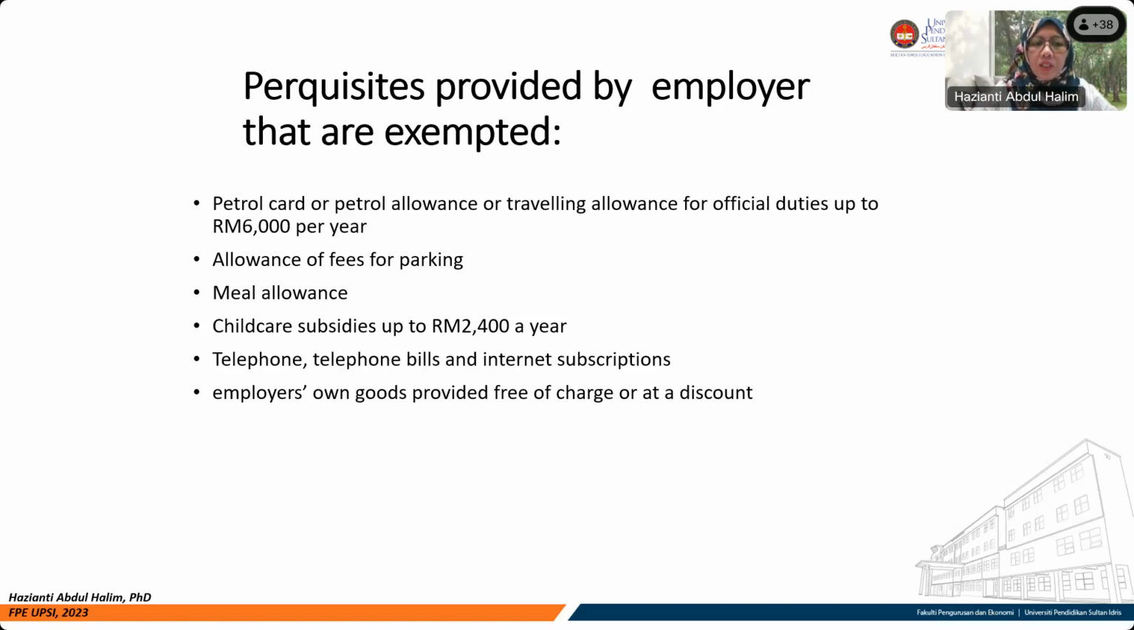If the company also gives allowance for parking fees, because it is difficult to get parking, so the employer pays for the parking spot or gives an allowance for parking. Allowance or fees for parking is exempted. Meal allowance, childcare subsidies. If the childcare is paid by the employer or they give a subsidy of 2,400 a year, you can get exemption. Utility bills, telephone bills, internet subscription, and employer's own goods provided free of charge or at a discount. These are also exempted. These are counted as perks but exempted. Exempted means you don't have to pay tax on the benefit received.